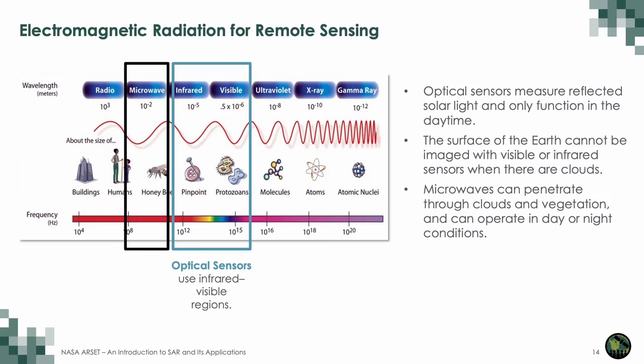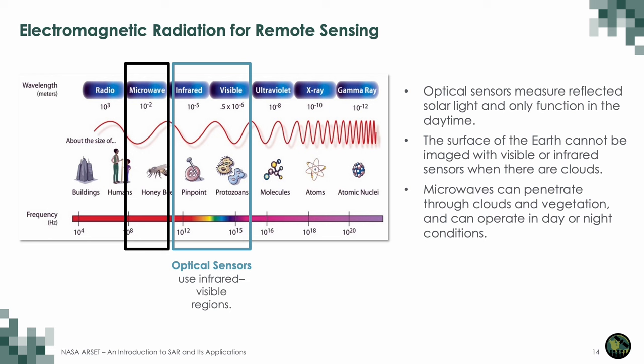So let's start with the electromagnetic spectrum, which is the range of electromagnetic energy that spans from very long wavelengths, such as radio waves, which can be the length of a football field, to very short wavelengths, such as gamma rays, which are the length of an atomic nucleus. Note that most of the energy on the spectrum is not visible to our eyes, and that visible light is just a sliver of energy from the total amount that surrounds us.